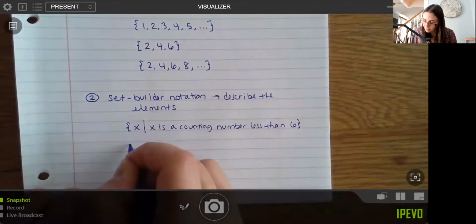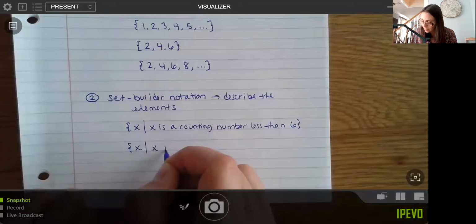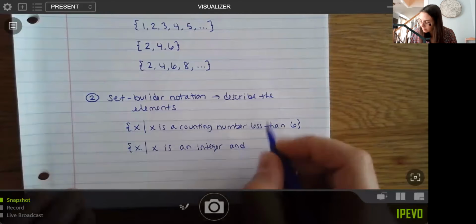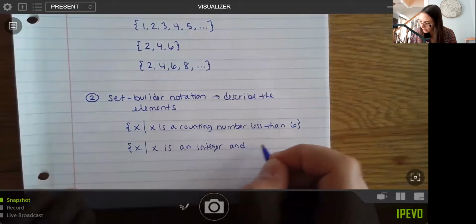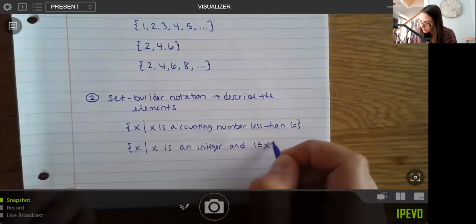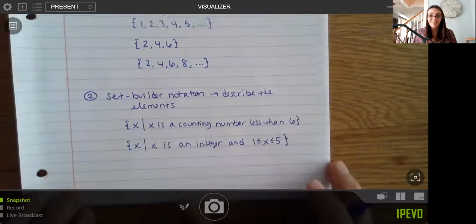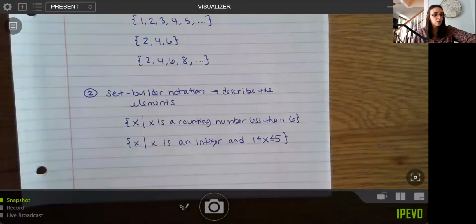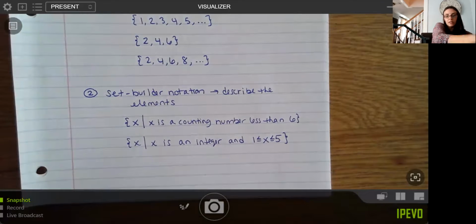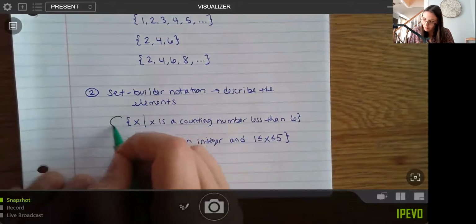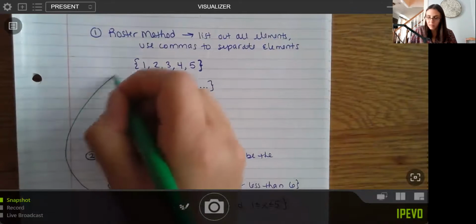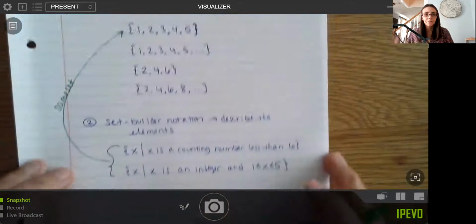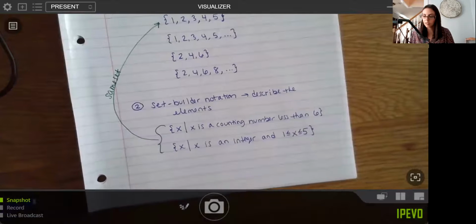Or I could describe that same set and write X such that X is an integer, and let's see, we're going from 1 through 5. X is between 1 and 5. And I'm including 1 or 5, right? Because I have less than or equal to symbols there. So these are 2 different ways that I could express that same first set here. Okay, I can just zoom out a little bit so we can see it all.